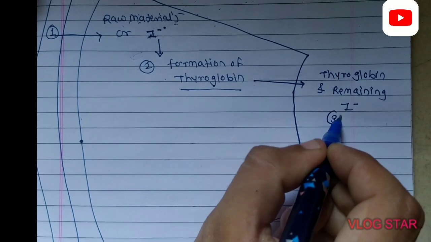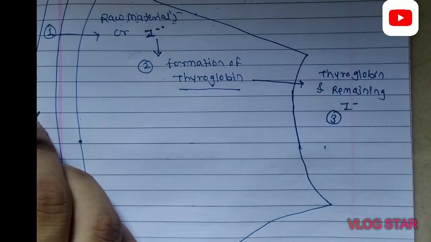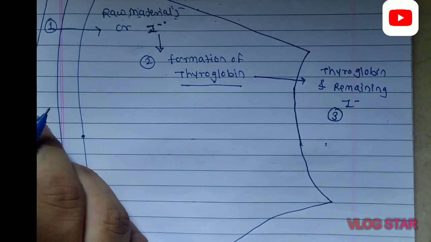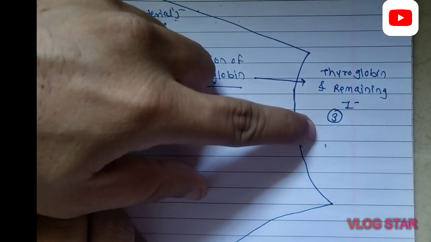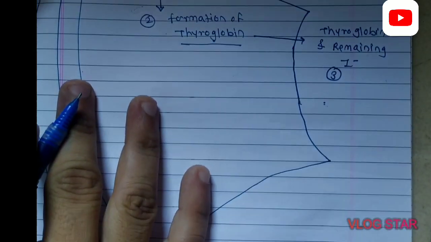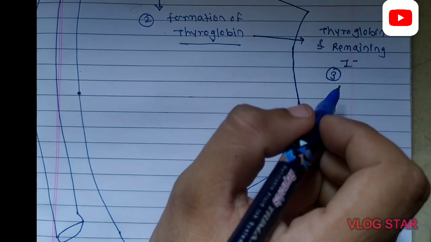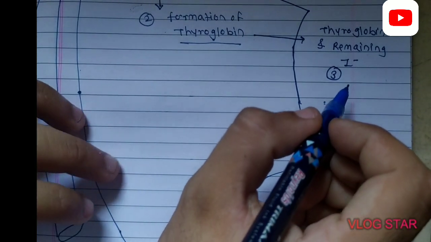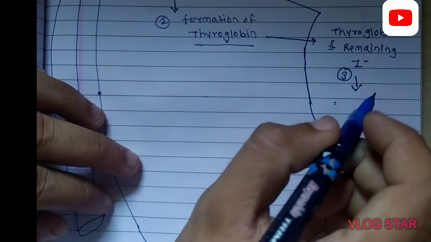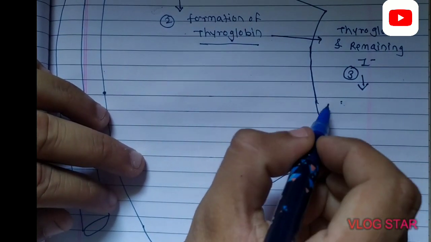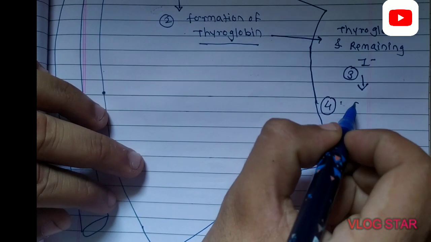This is the third stage. The third stage is the release or secretion of thyroglobin as well as iodide into the thyroid follicle lumen. After this, some synthetic processes occur. After the third stage, the fourth stage occurs. The fourth stage is the storage.